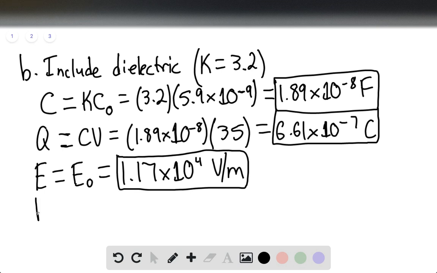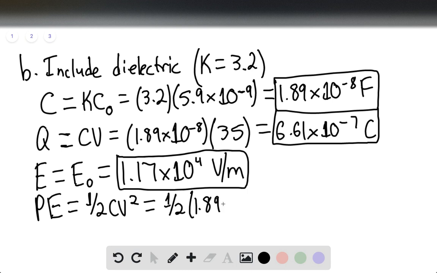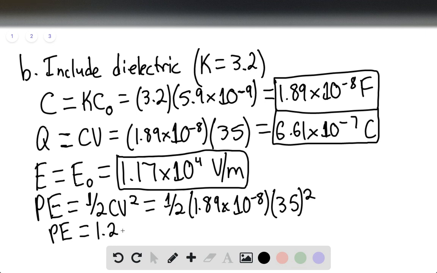And then your final answer for part B would simply be equal to half, and then this would be CV squared. So it'd be 1/2, and then 1.89 times 10 to the negative 8th. This would be 35 squared. So our final answer for part B, the potential energy, would be 1.2 times 10 to the negative 5th joules. This would be our final answer for part B.